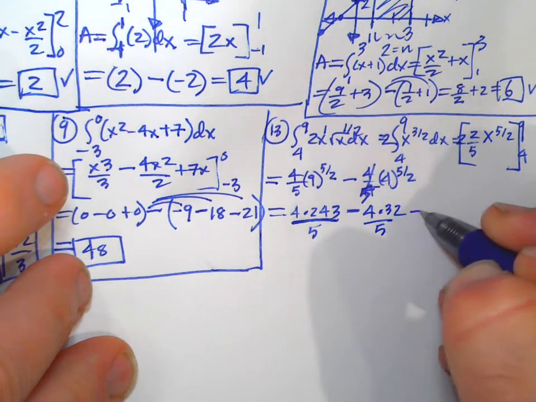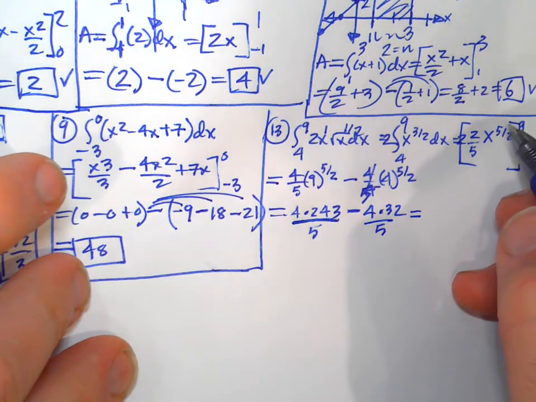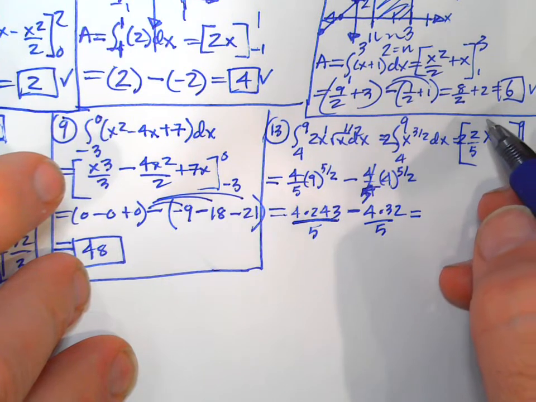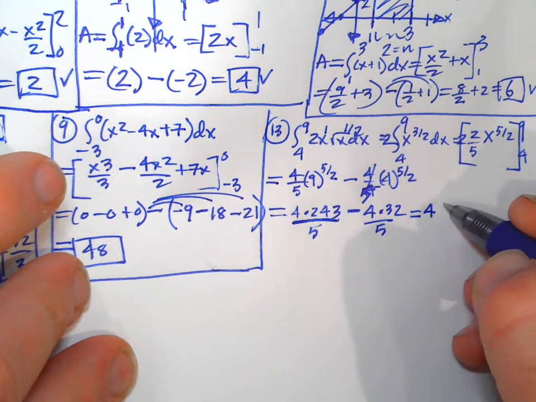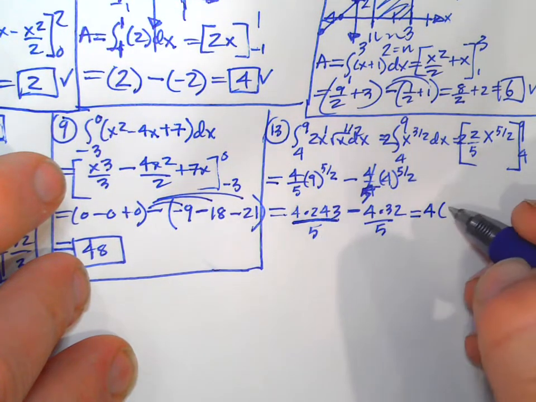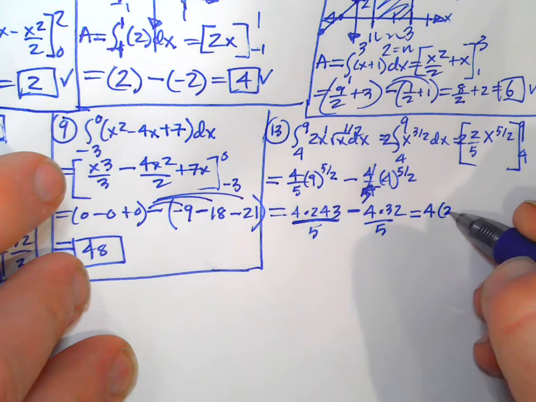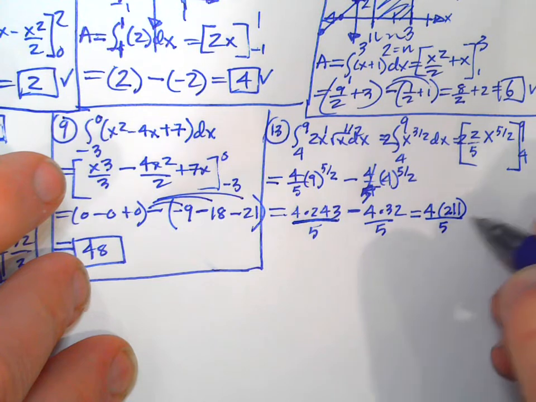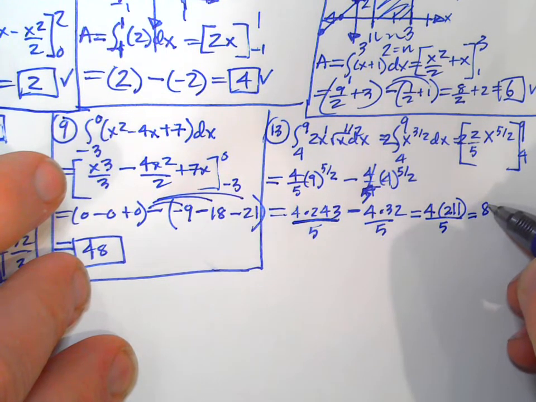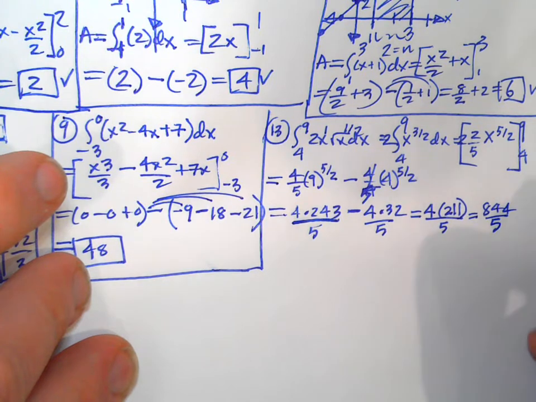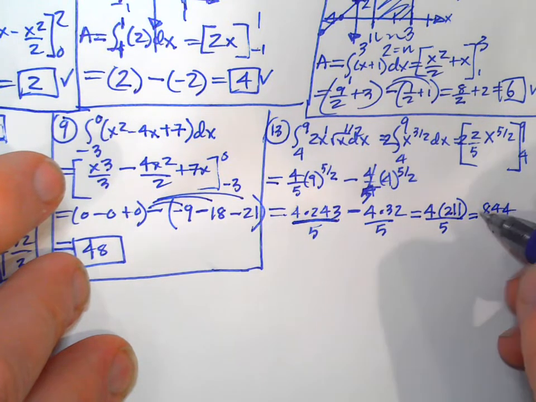All right. We could say it's going to be 4 times 243 minus 32. That'd be 211. So it's going to be 844 over 5. So that could be the answer.